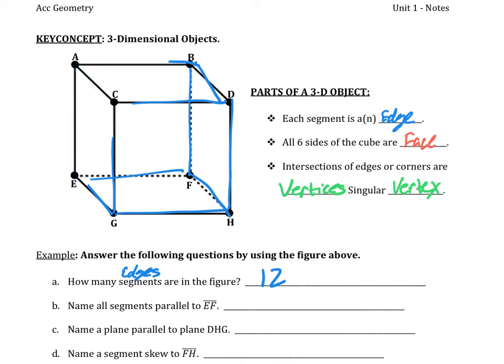Okay, now it asks us to name all segments that are parallel to segment EF. So let's go ahead and highlight EF on here. We want everything that's parallel to EF. That means everything that's on the same plane. The two easiest ones to see are segment GH, right? Because they share that bottom face. So GH. And segment AB, because they share that back face there.